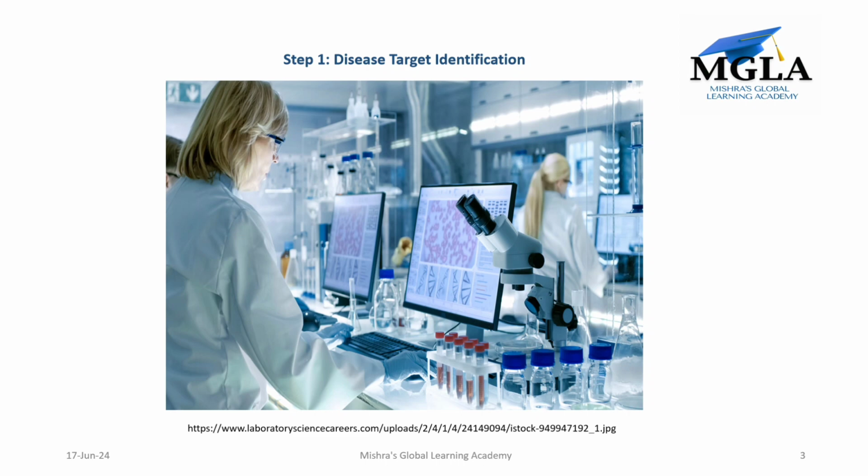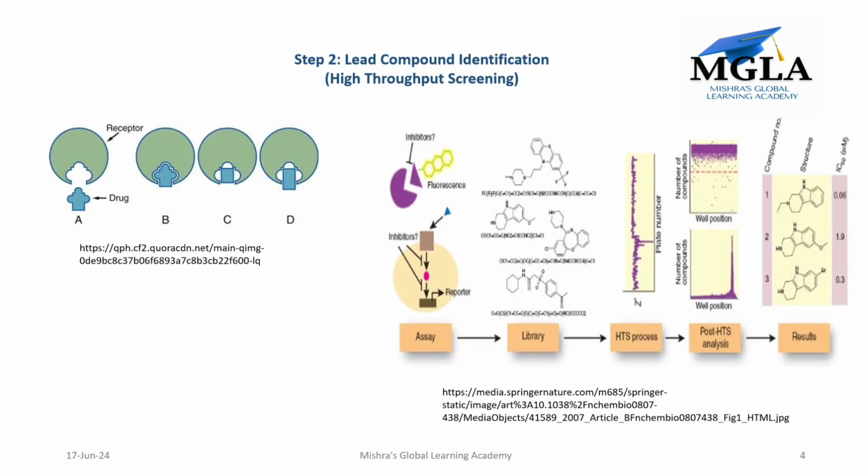Step 2. Lead compound identification. Next, researchers search for a lead compound, a potential drug candidate. They screen thousands of compounds to find one that interacts effectively with the disease target. Advanced technologies and testing methods help them identify the most promising candidates.